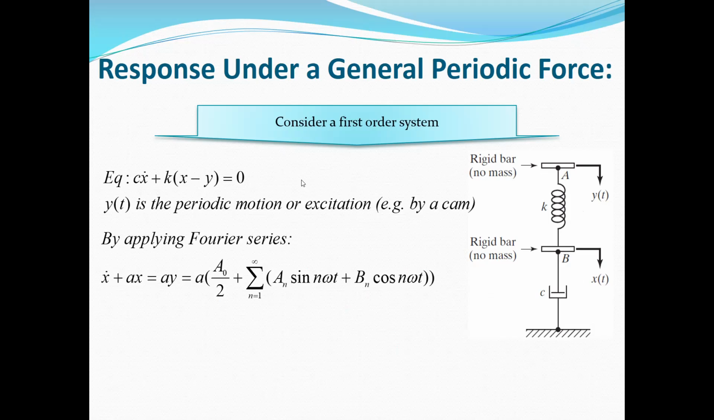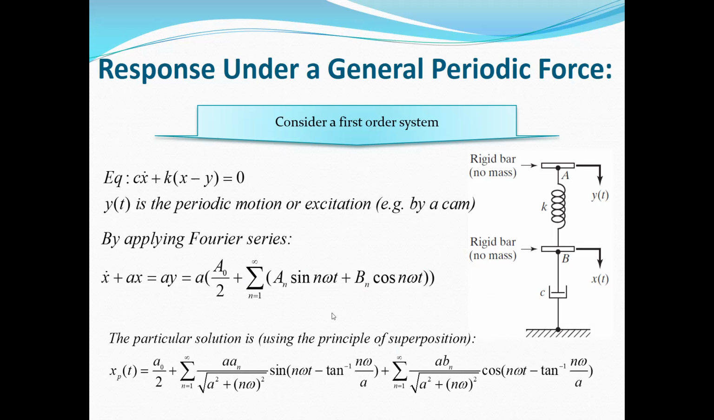Now, for example, we can assume that the excitation y is periodic, sorry, it's not harmonic, it's only a periodic excitation. So now, using the Fourier series, we can find the harmonic form of this periodic function. When y(t) is a periodic function with frequency omega, we can write it as a summation of different harmonics. So we need to find the particular response for this equation.